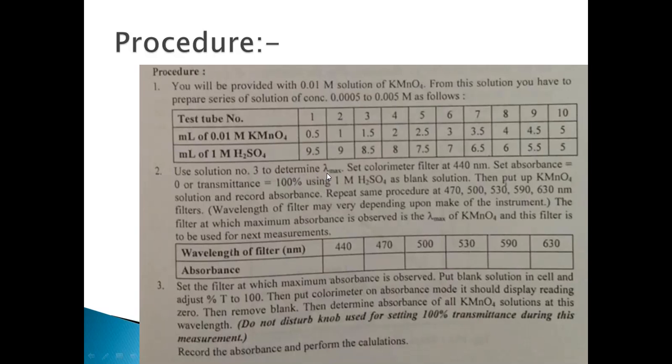Just now we have discussed what lambda max is. It is the wavelength at which the solution absorbs at the higher value. So the wavelength at which the absorbance is maximum is called lambda max. For determination of lambda max, we are going to use solution number 3, which contains 1.5 ml of the KMnO4 and 8.5 ml of the H2SO4.